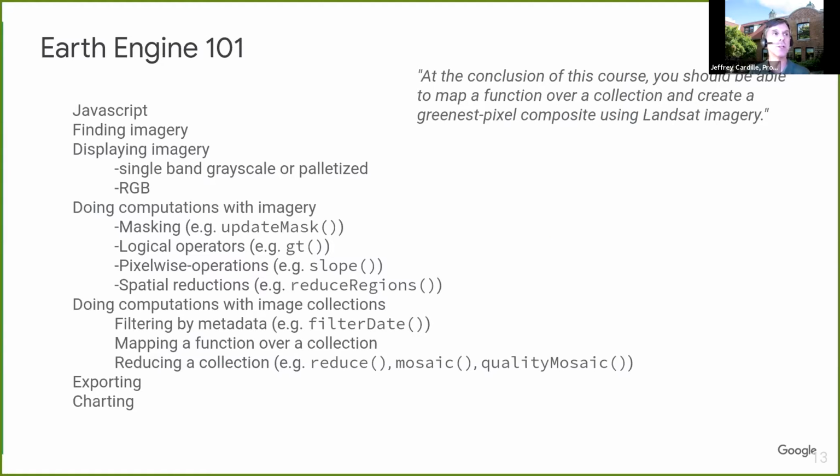So we will then also teach you how to find imagery in Earth Engine, and then how to display it, how to do some calculations and computations with it. You see maybe where it says GT, we'll explain what that means. You'll know how to do that. You will know how to do the slope command, reduce regions, filtering by date, that will be in the second half of what we'll do. And then how to do these different types of mosaicing, and hopefully that will make perfect sense by the time we're done. We might touch a little bit on exporting and charting at the very end.